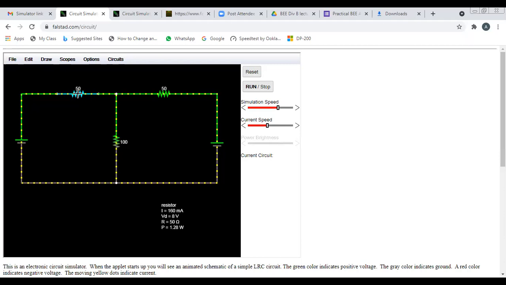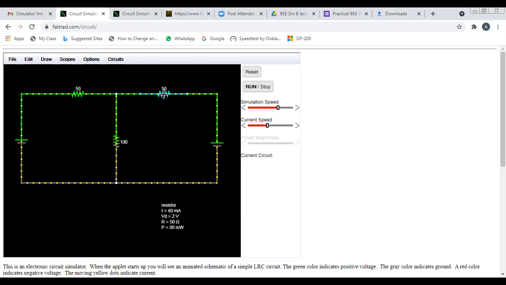What is it displaying? First, the current. How much current is flowing through R1? 160 milliampere. What is the voltage drop across it? 8 volt. What is the value of resistance? 50 ohm. What is the power consumption? 1.28 watt. Got it? Clear? You can see it for R2 also.